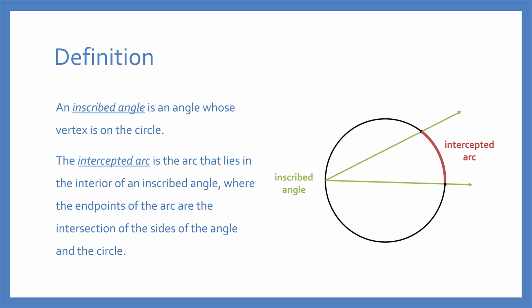So if we look at it visually, the inscribed angle is the green angle here. Notice the vertex is on the side of the circle. The intercepted arc is the piece of the circle that is inside that angle, or in between the two sides, here in this reddish-orange color.